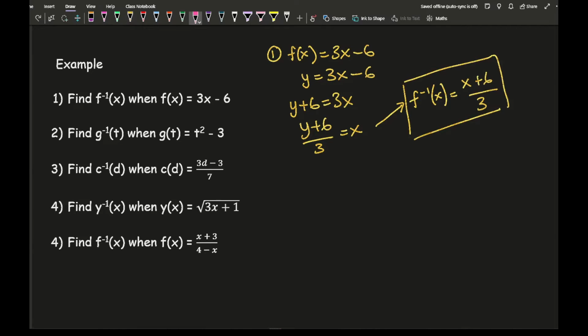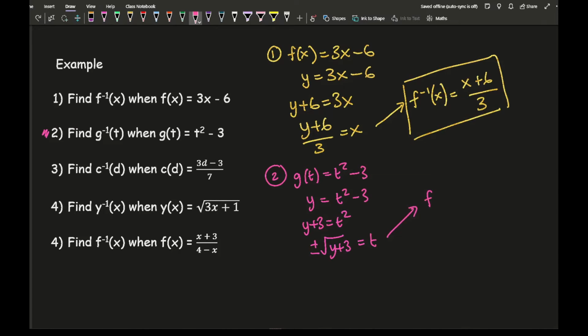Then with question 2, so let me just color code this. Question 2, again, I've got g of t equals t squared minus 3. So again, I make it equal to y. The letter's not really important, it's just a technique. And then we make t the subject this time, so we've got y plus 3 equals t squared, and I've got plus or minus the square root of y plus 3 equals t. And then in terms of the final answer, it's going to be inverse g of t equals plus or minus the square root of y plus 3.